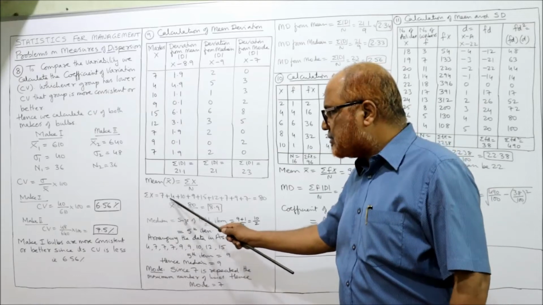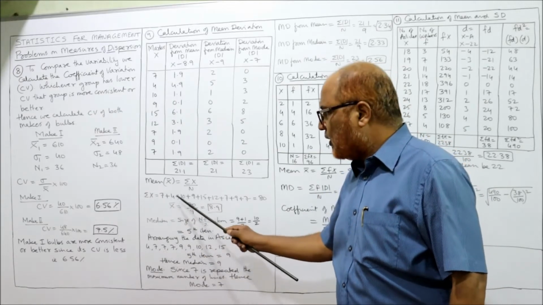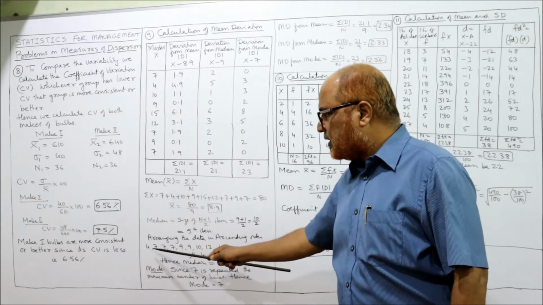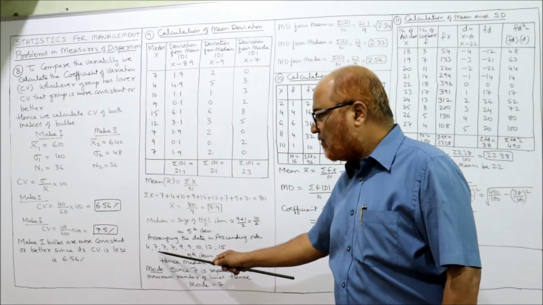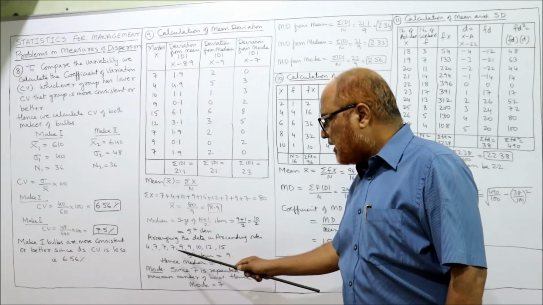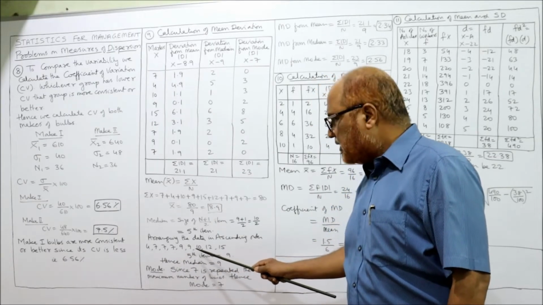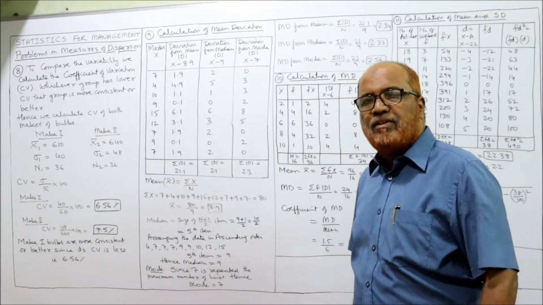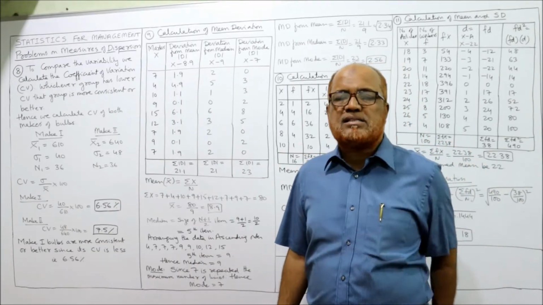So here the lowest marks are 4. The next higher is 7. 7 is occurring 3 times. Then 9 is occurring 2 times. Then 10, 12, 15. We have arranged all the marks in ascending order.